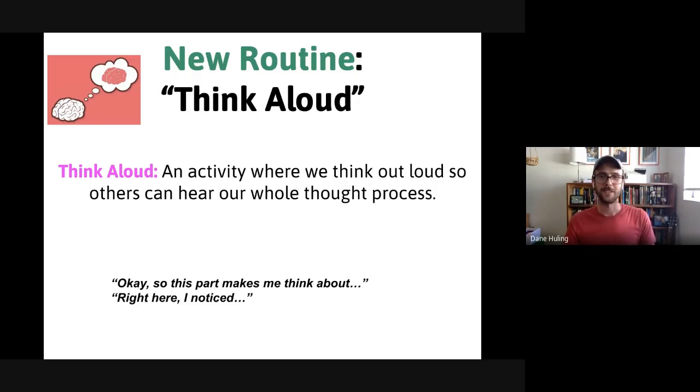Think Alouds are an activity where we think out loud so that others can hear our whole thought process. Normally, your thinking happens silently within your brain. In this class this year, we're going to be making a lot of conscious, metacognitive effort to bring our invisible thoughts outward and make them more visible. And Think Aloud is one of the most important routines that we're going to be using to do so.